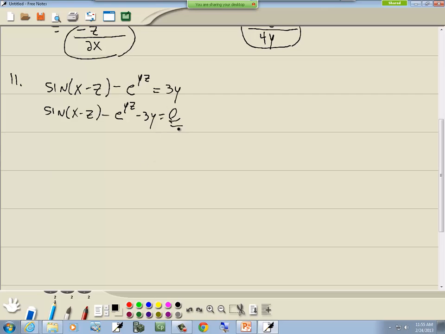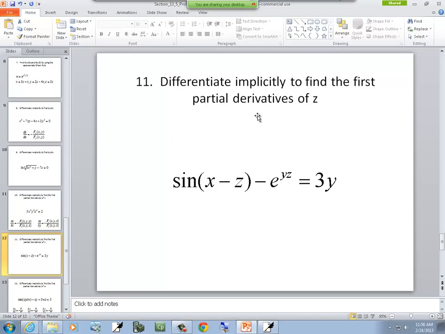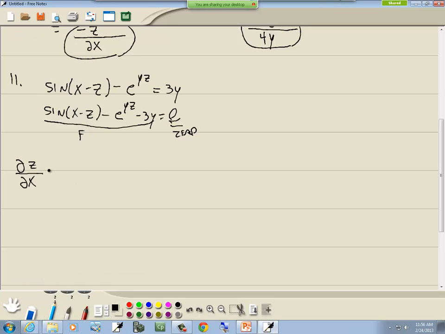Have to have a 0 on one side. And if you do, then this will be your f. Okay, so we want to take the partial of z. Try to remember what they said. Okay, find the first partial derivative of z. So partial of z with respect to x. We're going to take the partial of f with respect to x, and the partial of f with respect to z.